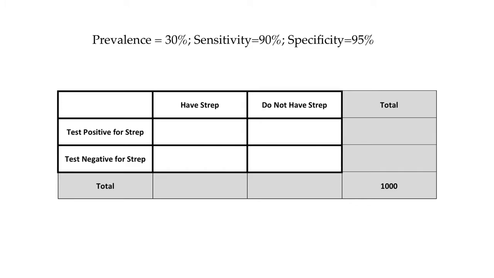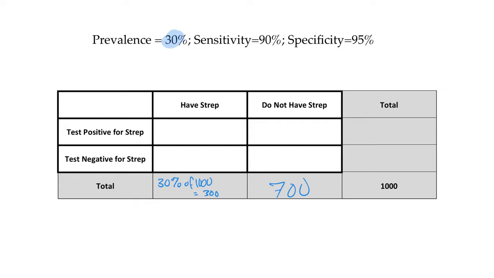So the prevalence, which is, for this case, 30%, indicates the percent of the population that you're testing that will actually have the disease. So in our case, the total number of people who will have strep will be 30%. So this total right here is going to be 30% of the 1,000 people that we test. So we're talking about 300 people. Okay? And so if those 300 have it and there's 1,000 people, that means there are 700 people who do not have it. All right?